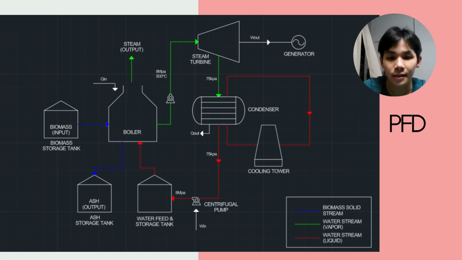And after condensing, the pressure will be 75 kilopascal, and after pumping, it will be pumped to 8 megapascal, and after boiling, the water will be at 8 megapascal with 500 degrees Celsius. And in the boiler, there will be Q in, and there will be W in to the pump, and W out from the steam turbine, and Q out from the condenser.